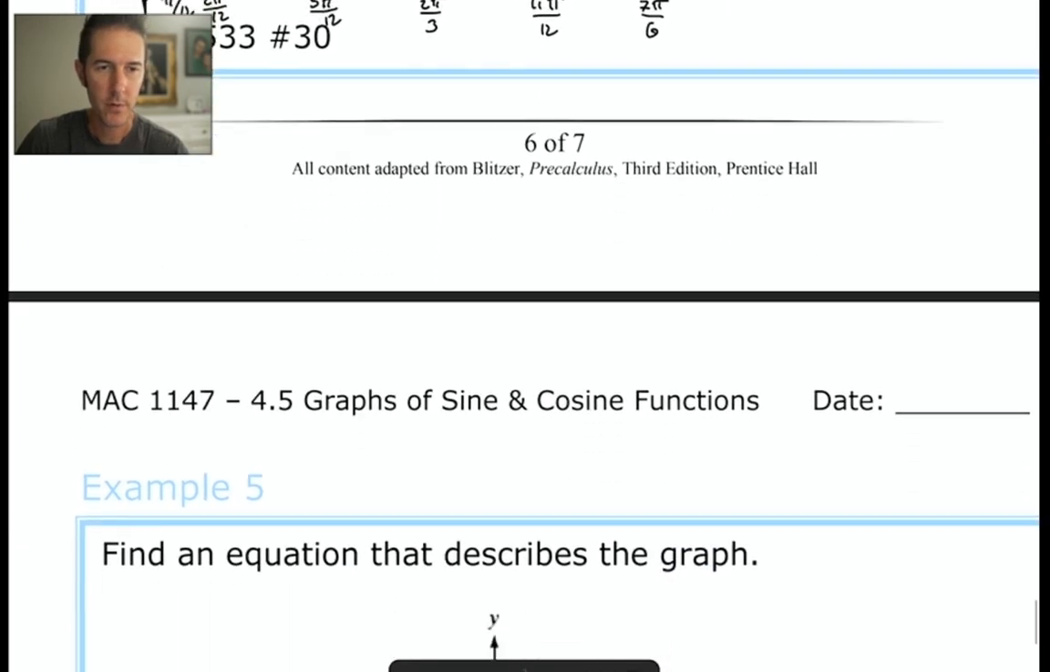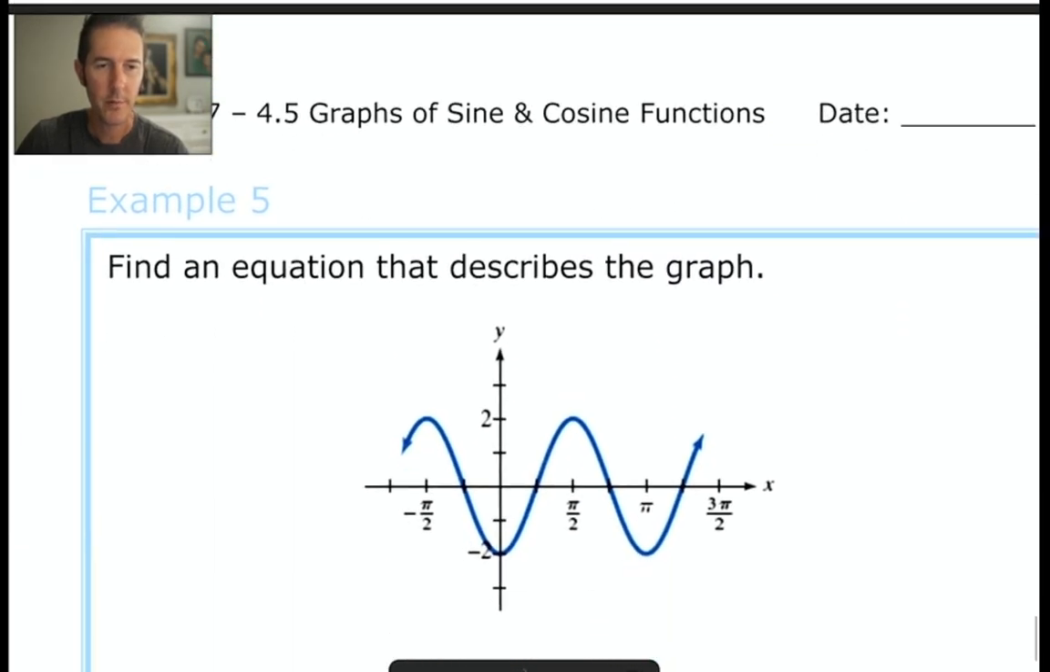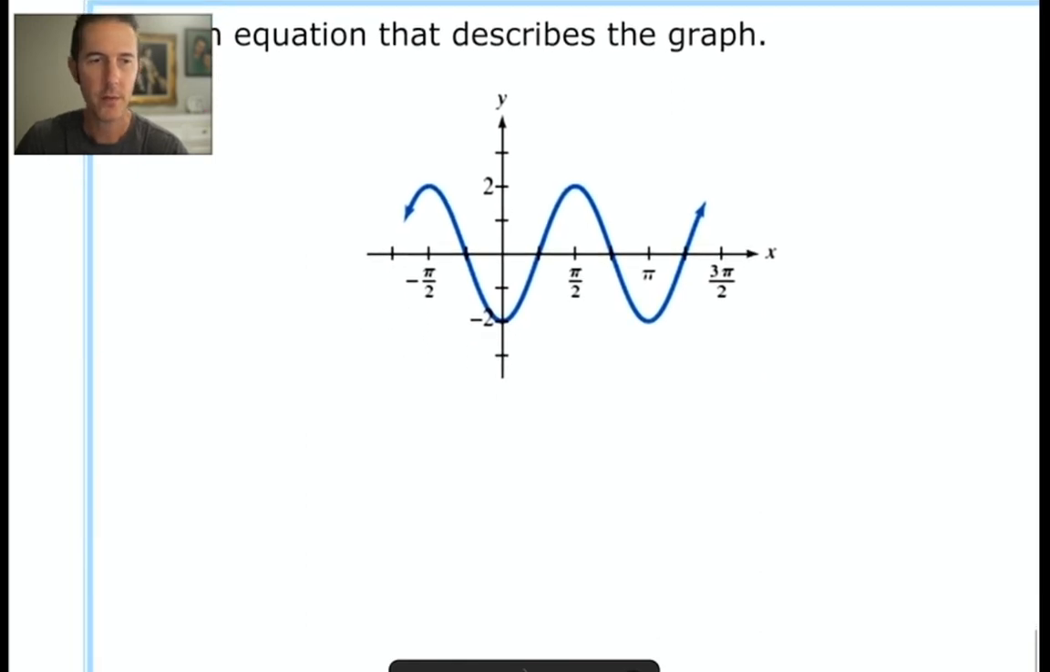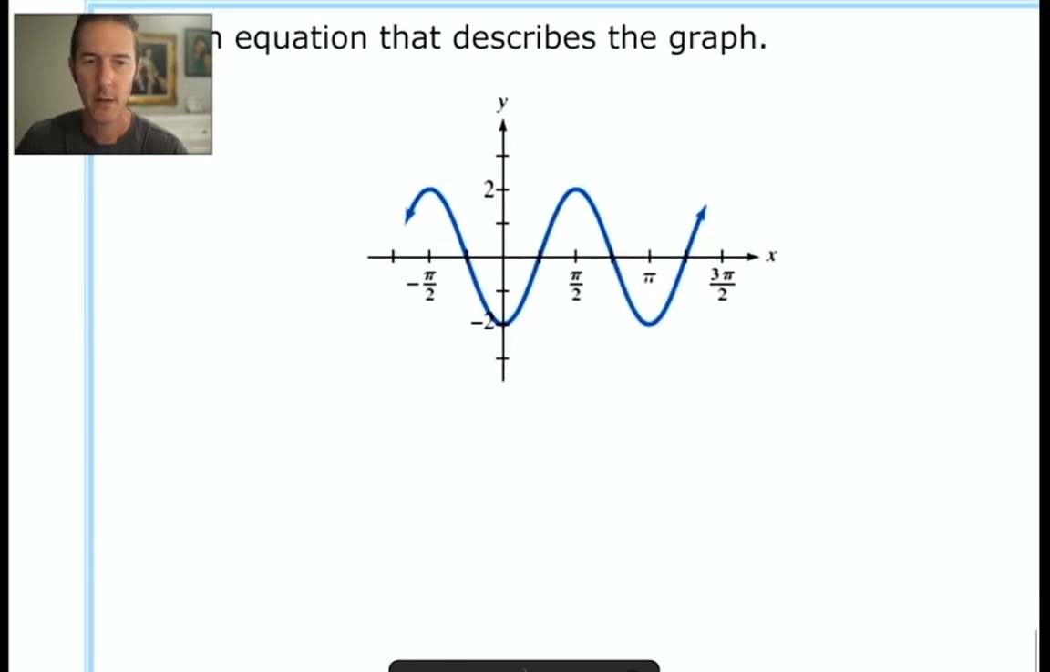And let's see what's on this last page here. Find an equation that describes the graph. I made 2 mistakes in the last problem, which leads me to believe that I'm tired enough that I could probably make a disaster out of this. Let's see what I can do.